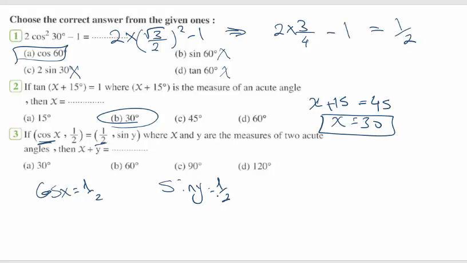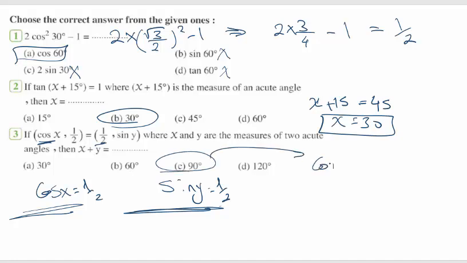Take care, I have two angles, which are x and y. Cosine of the first equals sine of the second. Therefore, their sum equals 90 degrees. So these angles are complementary angles because, as we said before, if I have two complementary angles, the sine of the first equals the cosine of the second, and vice versa.